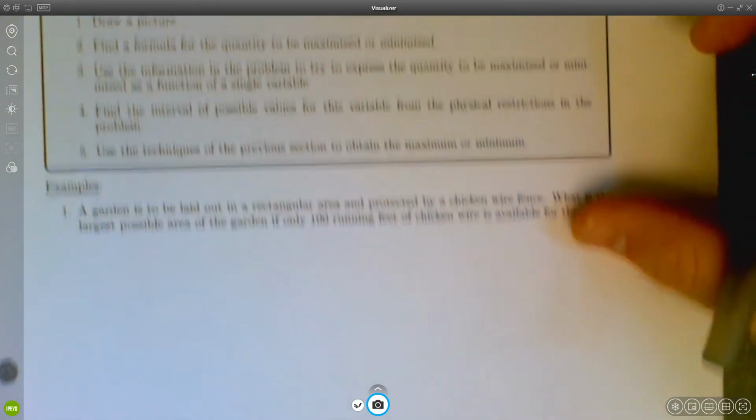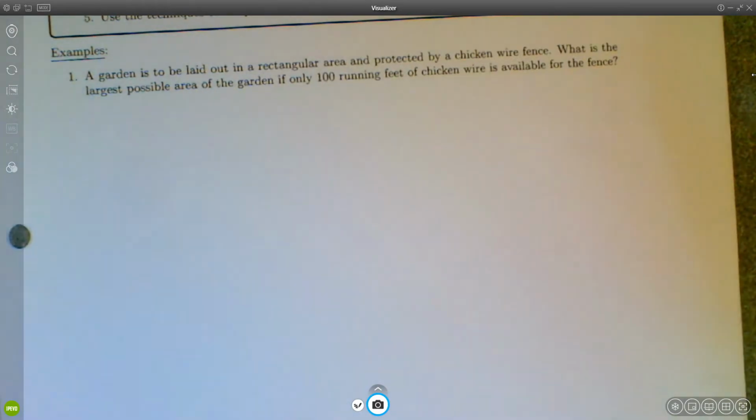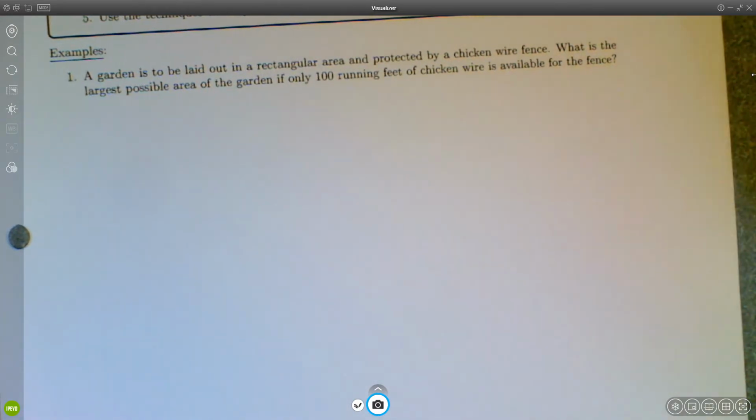Anyway, and then finally we'll use the techniques from 4.4 to obtain the maximum or minimum value, if one exists. So without further ado, I think I've got 7 examples here. So let's get to it. This first one says: a garden is to be laid out in a rectangular area and protected by a chicken wire fence. What is the largest possible area of the garden if only 100 running feet of chicken wire is available for the fence?